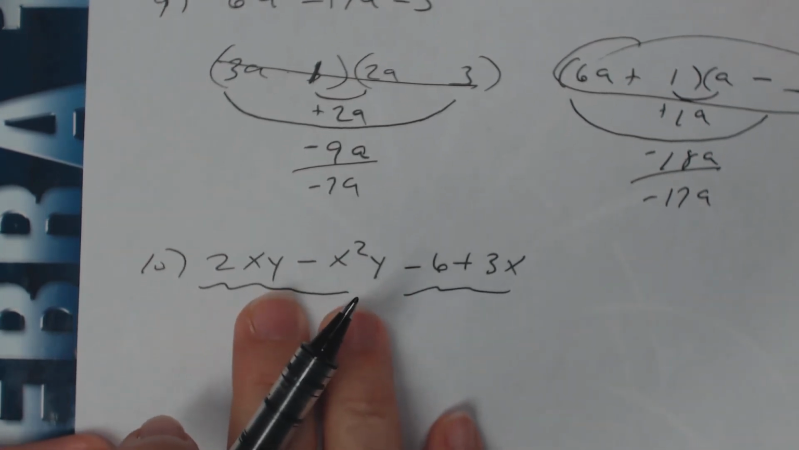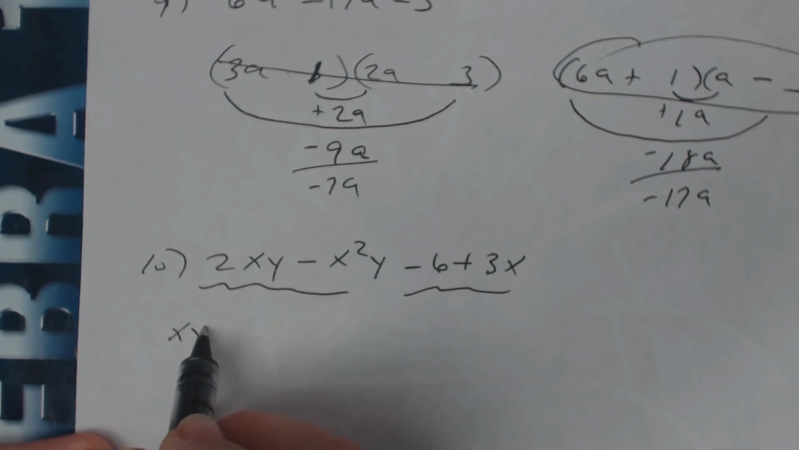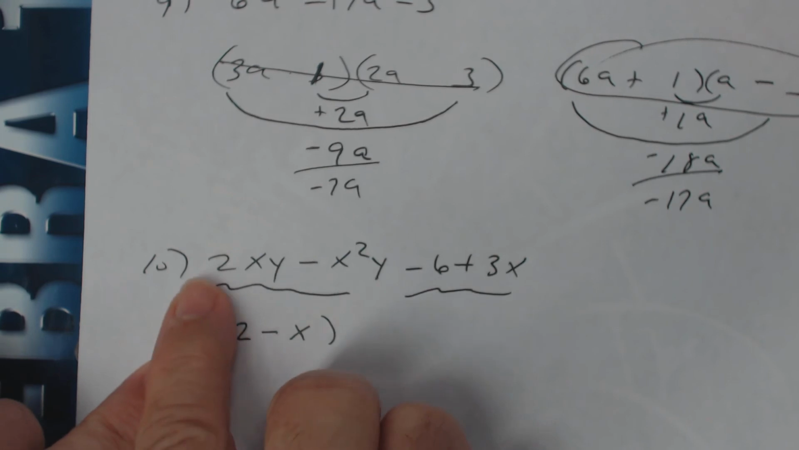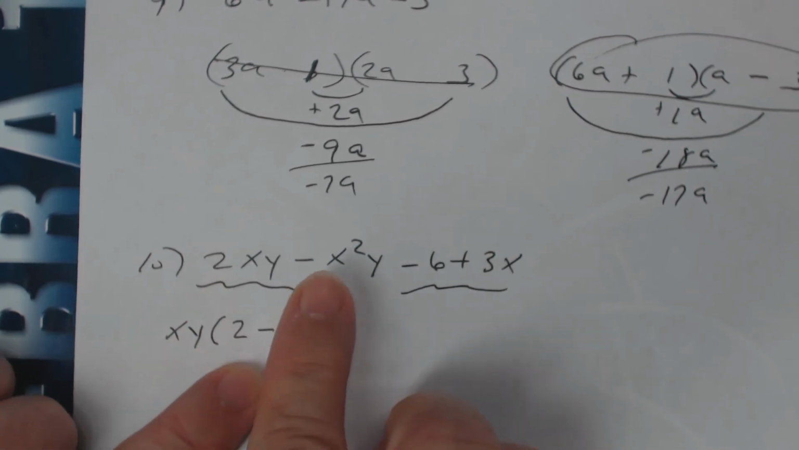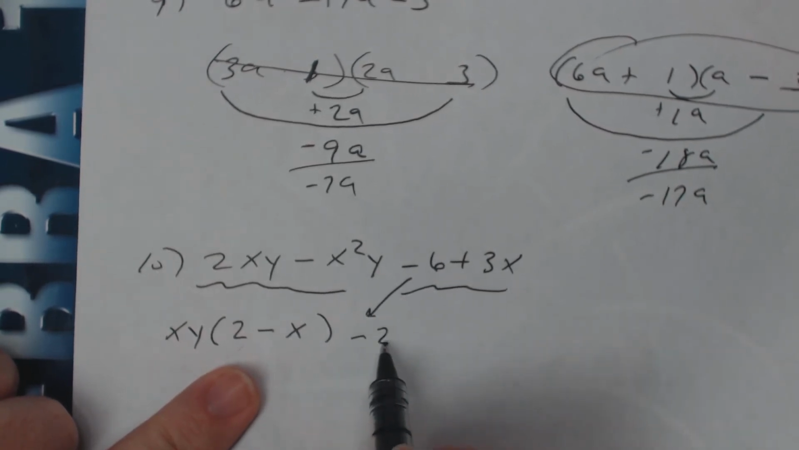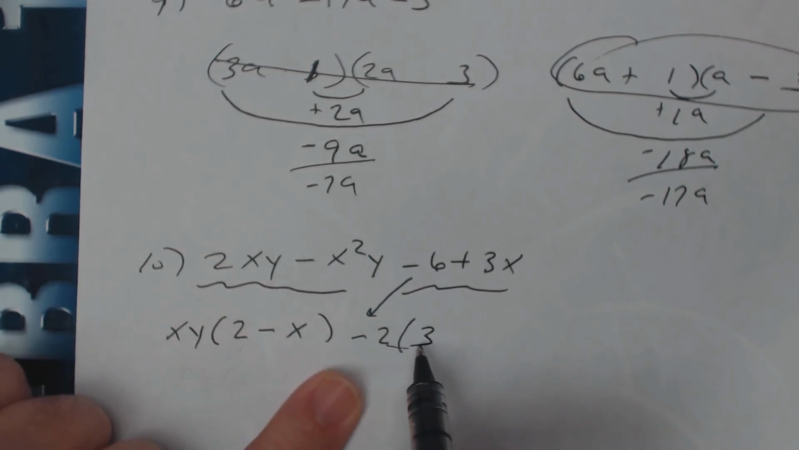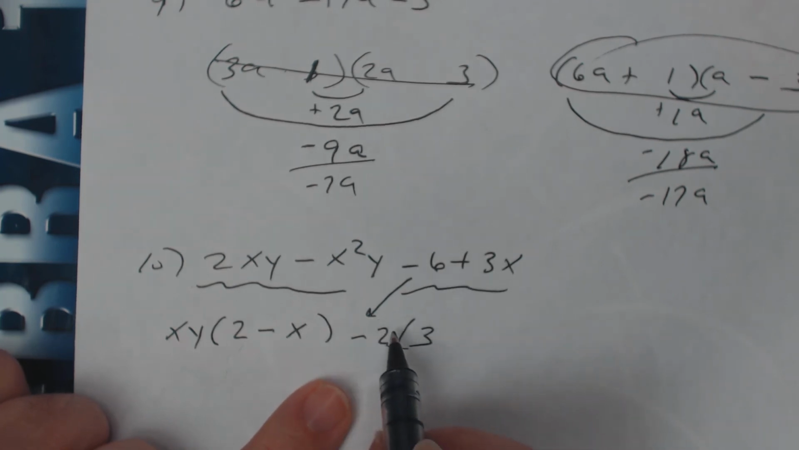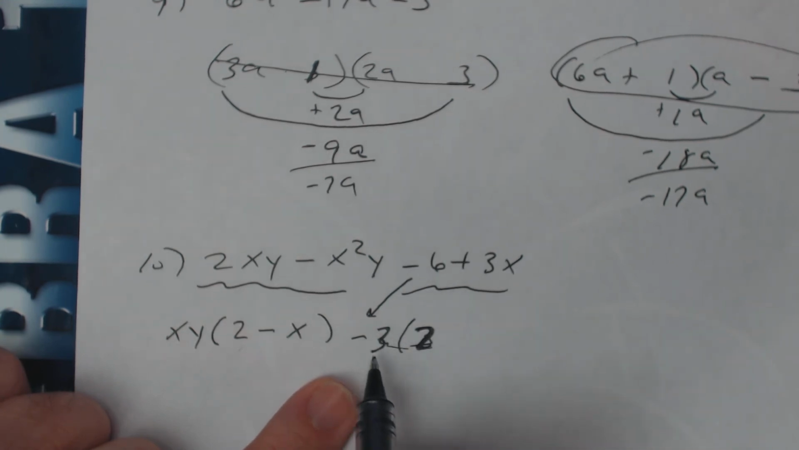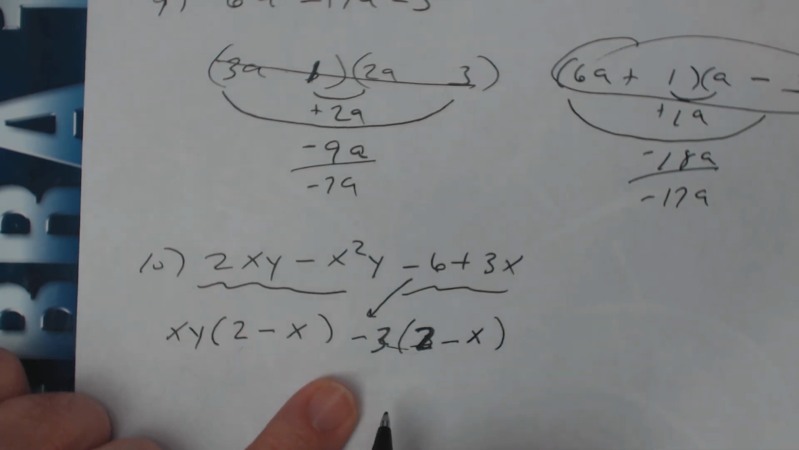From the first group, I can factor out an xy. So I get xy times 2 minus x. xy times 2 is 2xy. xy times a negative x is a negative x squared y. From here, we're going to take out this middle sign, so I'm going to factor out a negative 3. So negative 3 times 2 is a negative 6, and a negative 3 times a negative x is a positive 3x.